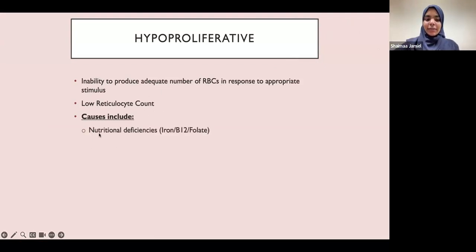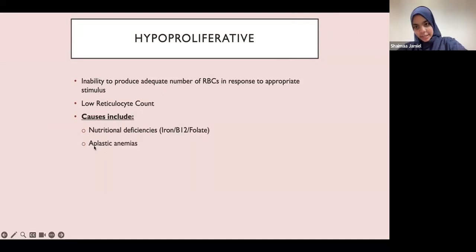So the first thing is that if you have nutritional deficiencies like iron, B12, folate, so you're deficient in something that is needed to produce the red blood cell, so obviously you're going to produce less red blood cells. There's going to be hypoproliferation, right?